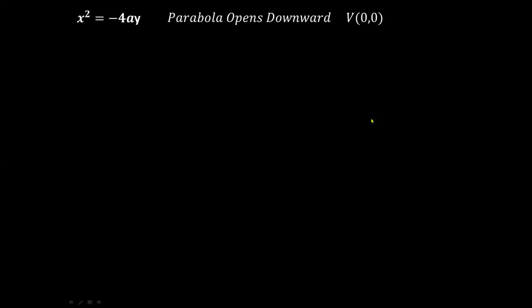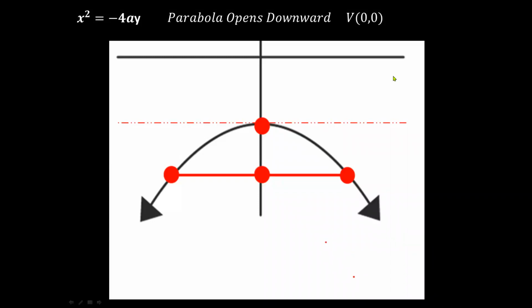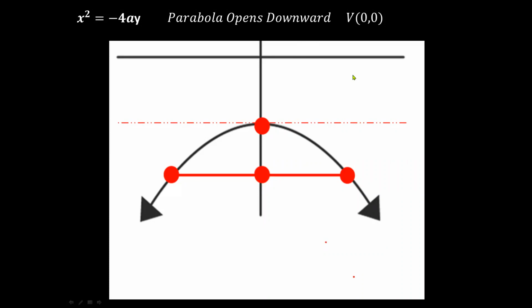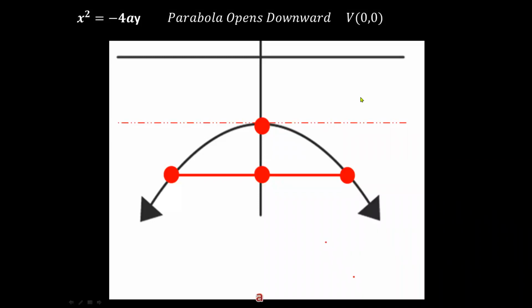Now let me draw a parabola that opens downward. Let us do the same thing what we did kanina, no? Distance A, 2A, and 2A yung mga yan. Okay, lagyan natin ang distances. And then this is our vertex, 0, 0.